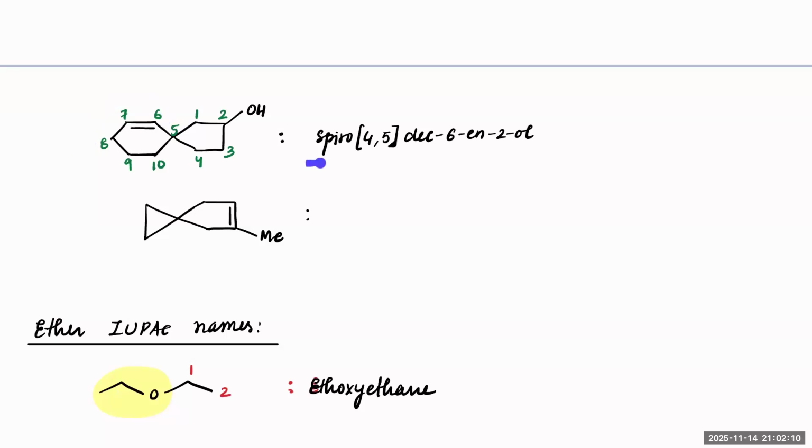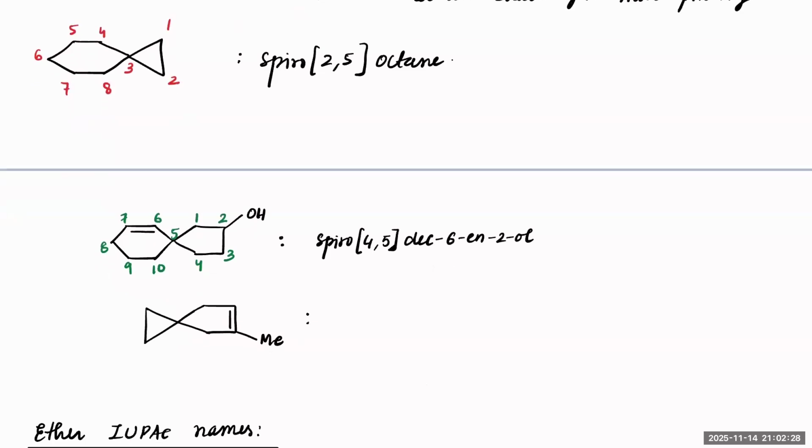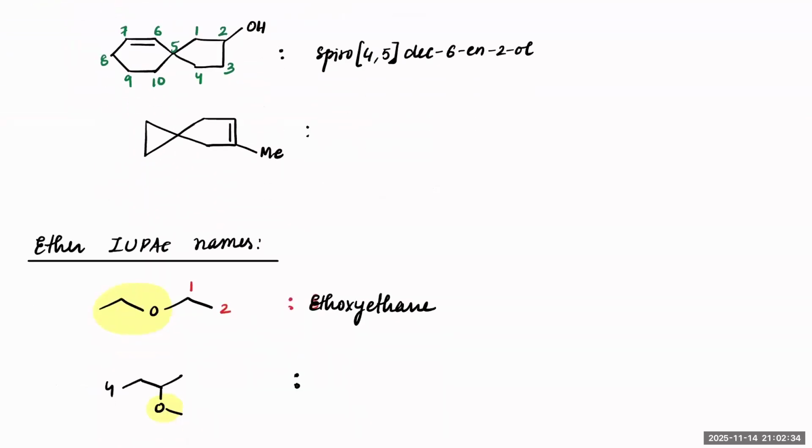Hence, what is the name? Spiro 4 5, correct? Because right side we have 4, left side we have 5 carbons. Then total number of carbons are 10. So dec-6-ene. That is the spiro name, everybody. Clear? Do check the next one, everybody. Try it on your own. What should be the name? Where do we start from?